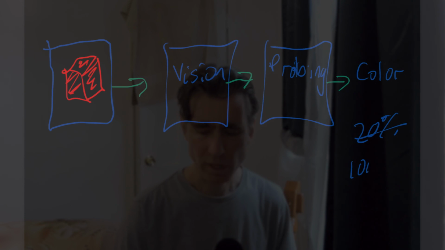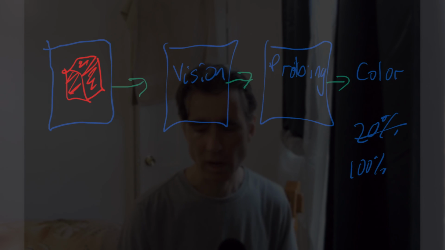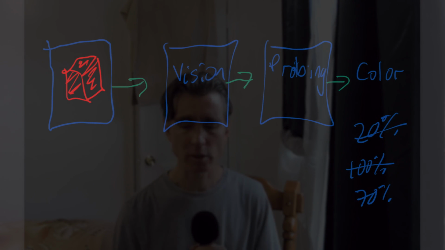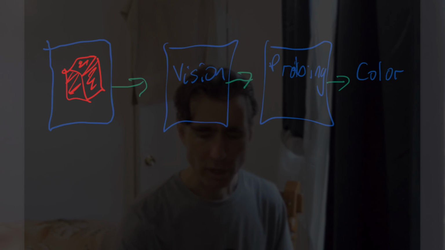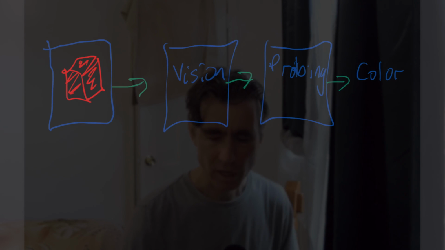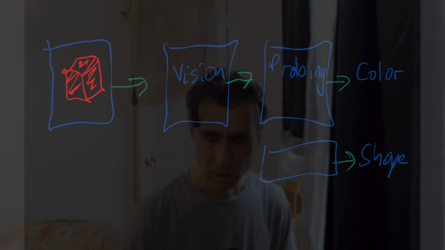If it gets 100%, then the vision module clearly is able to see color. Depending on what the actual number is, maybe the actual number is 70%, then okay, it can sort of perceive color. So this is a probing model, and we can probe for different things. We can have different probing models. We could have another model that tries to predict the shape, for example, and we can have another one which can predict the position, for example.